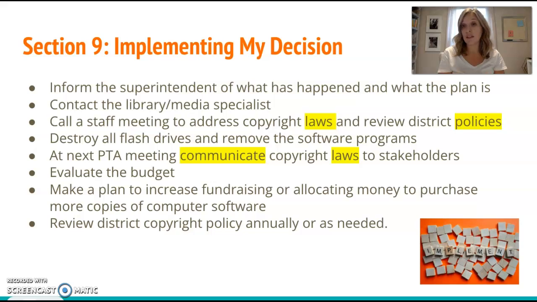I would also then continue on so that this situation doesn't happen again. I would review the district copyright policy with the classroom teachers and at PTA meetings on an annual basis, making sure that everybody is on the same page and that the expectation is clear that when we purchase a program, we follow the copyright that is listed on it, and we always make sure that we are following fair use guidelines in our school.